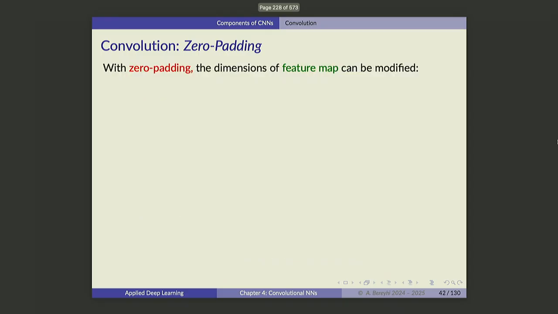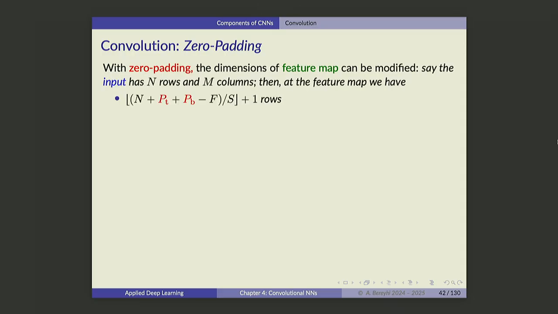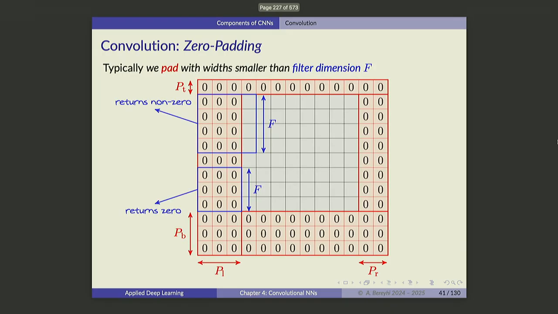So in practice, you can always do zero padding around it. What we do usually is that, as I said, you can do it all around it. And say, for example, you add PR on the right side, PL on the left side, then the number of columns at the output is going to get scaled, or change, proportionally.